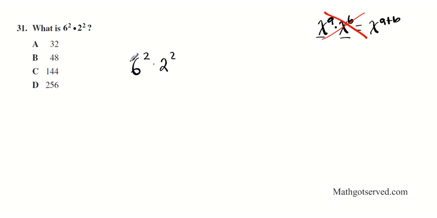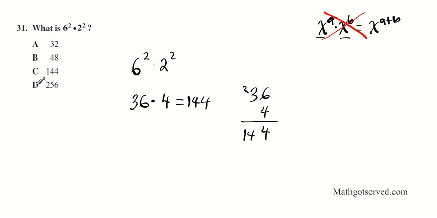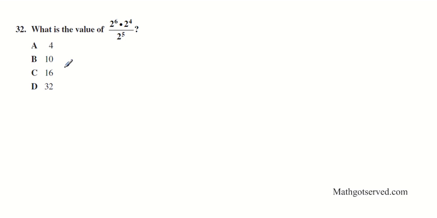So what I have to do here is work out 6 squared. 6 squared is 6 times 6, which is 36, times 2 squared, which is 2 times 2, which is 4. Then I actually have to multiply this out. 36 times 4: 4 times 6 is 24, carry 2. 4 times 3 is 12, plus 2, 14, so 144. So the answer is 144, and the final answer for this question is C. All right, let's move on to question number 32.